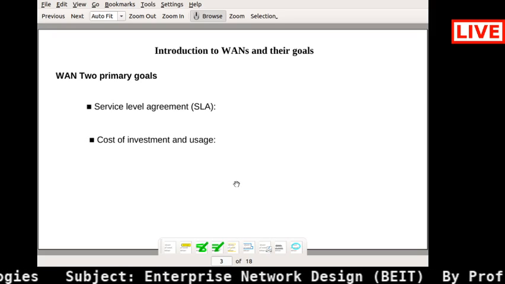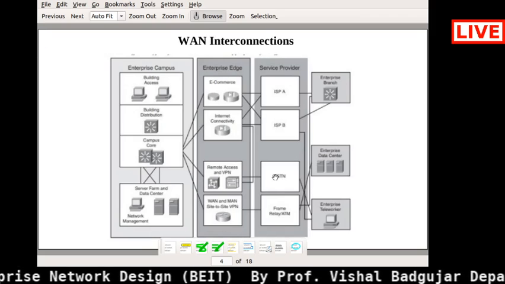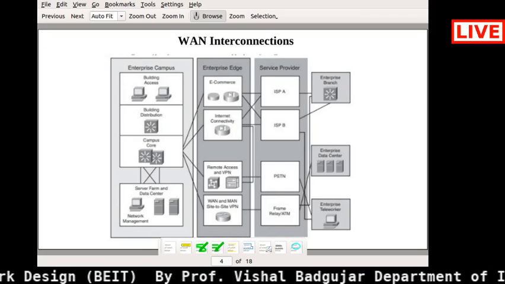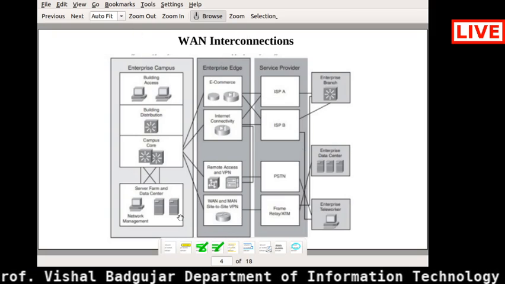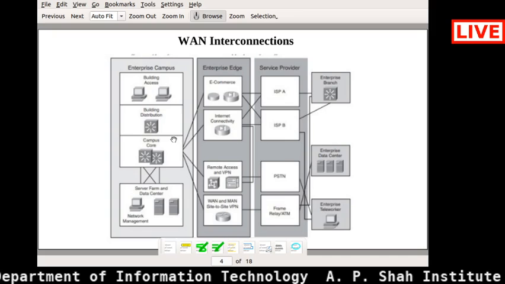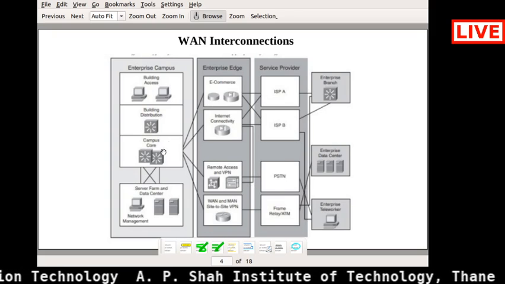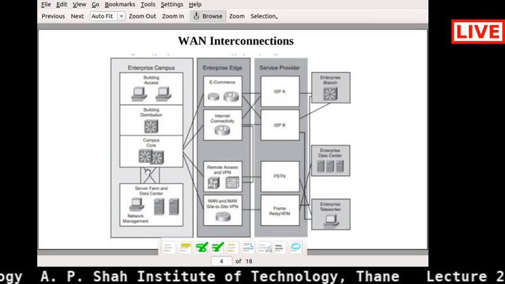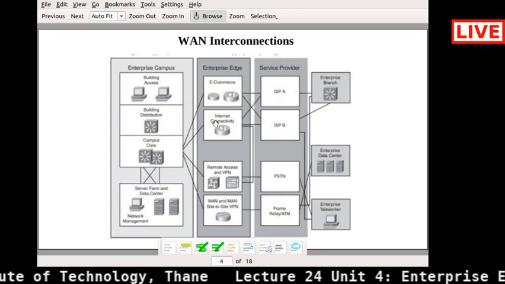So this is nothing but the goals and the objectives of your WAN. Then we will have the WAN interconnections. If you see, this is our enterprise network architecture. We have already seen this diagram many times. This is the enterprise campus model, and these are the functional areas of your enterprise network.